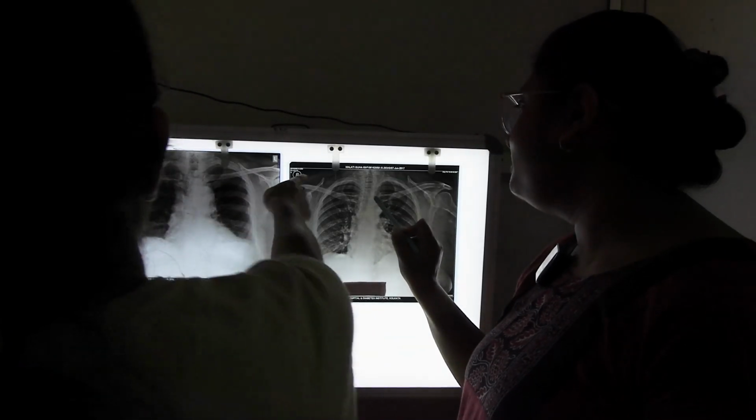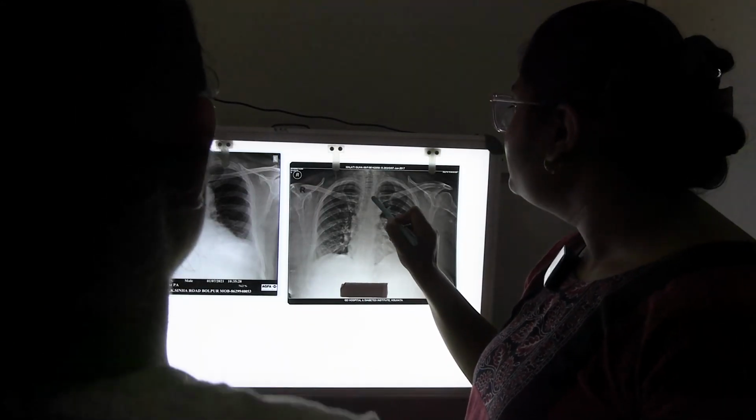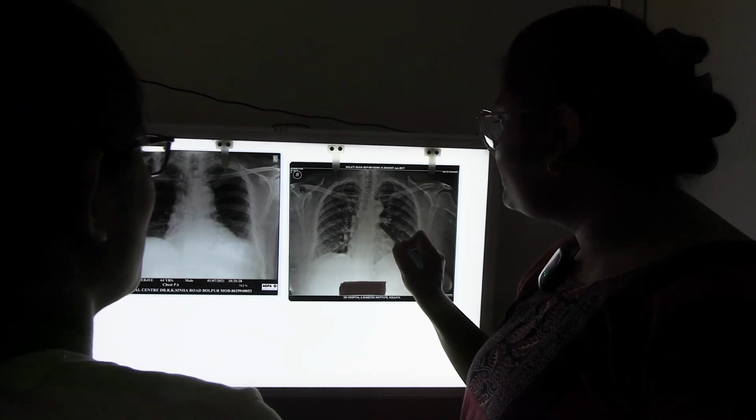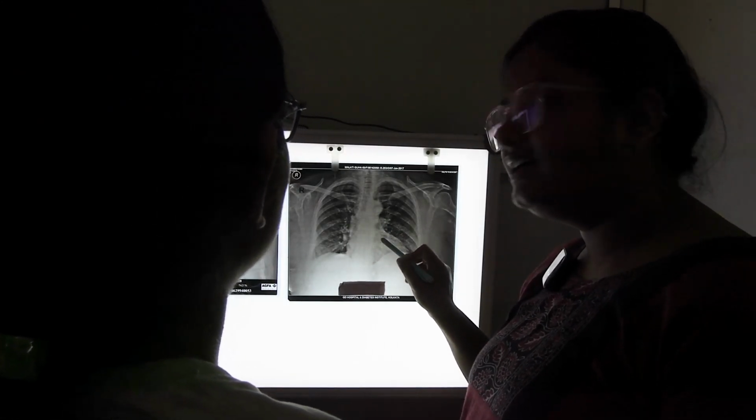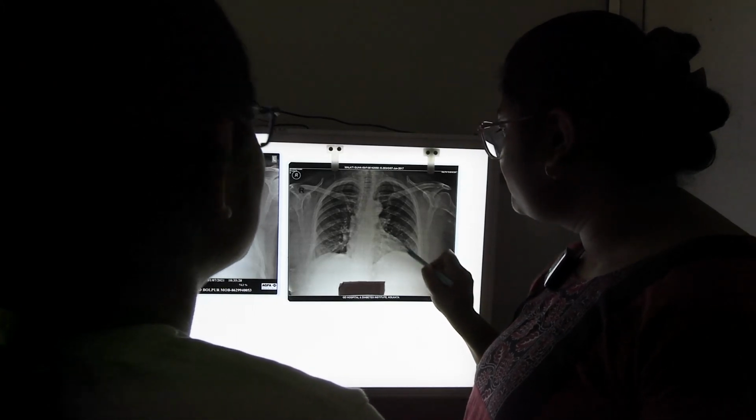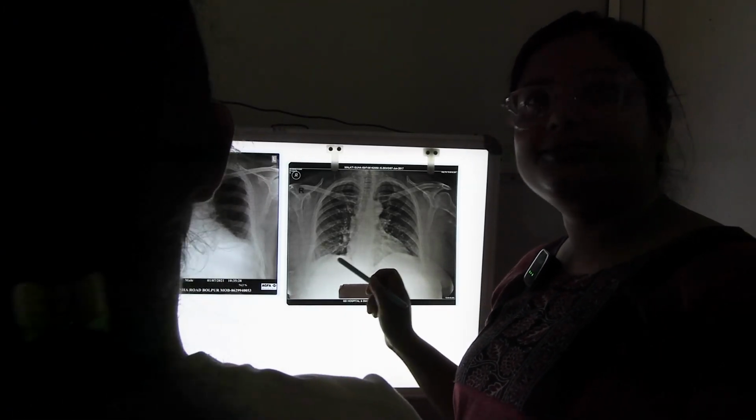The left border is formed from above downward by this aortic knuckle. Here is the pulmonary trunk. Just below it, here is the left auricle, and here is the left ventricle. Okay, understand?